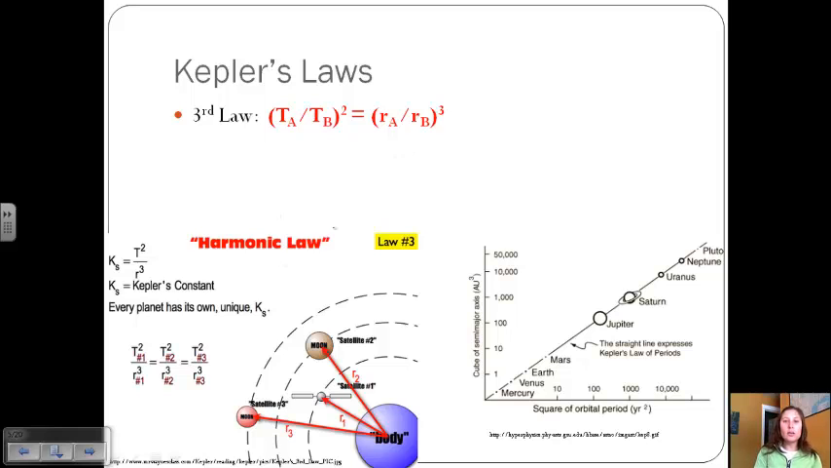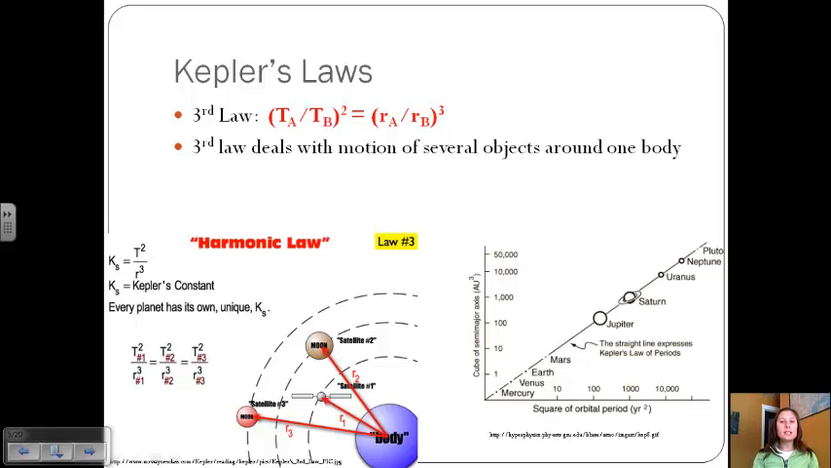And so we've got an equation. So I've put all the equations in red, so this will help you if you want to put them on your note card. And so Kepler's third law relates the period of 2 objects with their distance from the main body, and so most of the time we would probably be referring to the sun as that main focus point. So the third law deals with the motion of several objects around one body.